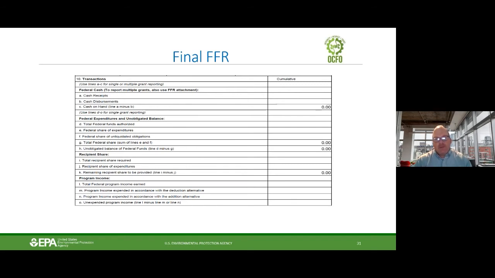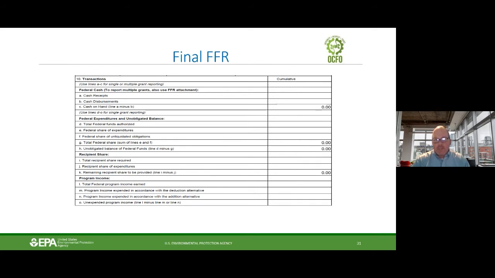Line F is federal share of unliquidated obligations. So that's things that you've committed for but haven't paid for yet. Now, when you go to close out your grant, you cannot have unliquidated obligations. And the reason is this: you've committed to something, but you haven't paid for it yet.